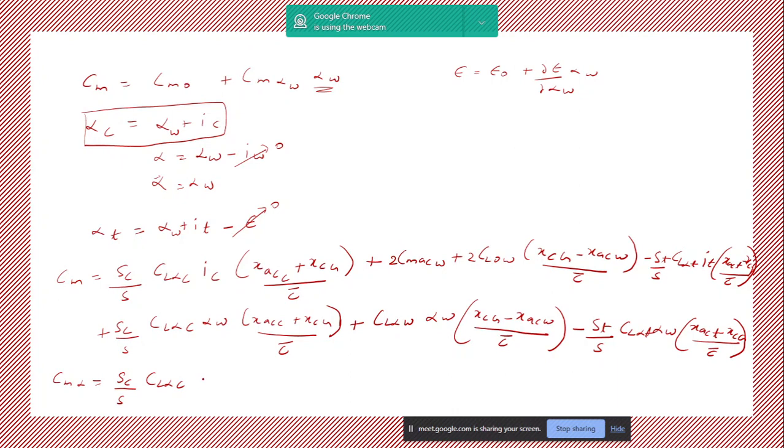CL alpha C. Yes. Minus ST by S. Yes. It's not plus. Okay, I didn't write that clearly. This is minus. There's a minus sign here. Minus XCG by C bar. That's it.